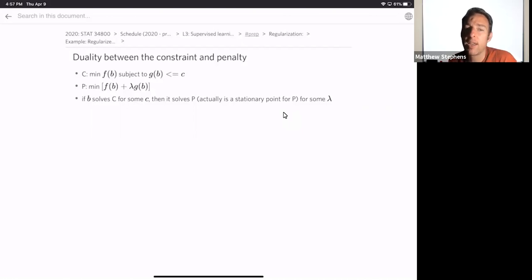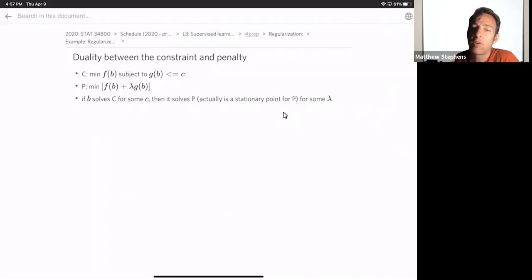In the first case, the constraint is parameterized by little c. If little c is small, then it's a very strong constraint. If little c is big, then it becomes a less stringent constraint. In the second case, the constraint is replaced by a penalty. If the penalty lambda is big, then it's like a strong constraint. And if the penalty is small, if lambda is 0 in the extreme case, then there's no penalty. It's like the unconstrained problem.